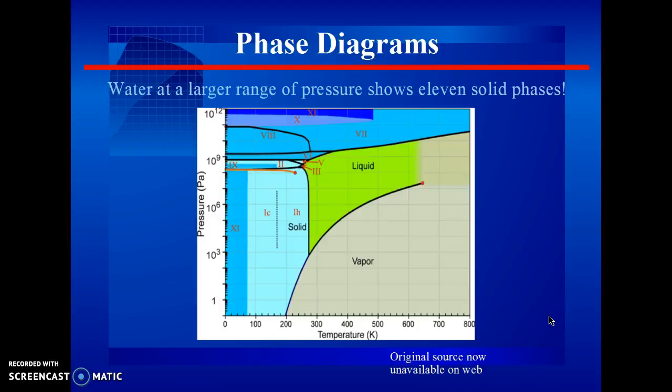Finally, just for curiosity, water, when you get up in the 10 to the 3rd, 10 to the 6th, 10 to the 9th, 10 to the 12th atmosphere range, actually shows a total of 11 solid phases. This is something you can look up on the web or in very advanced textbooks. But when you can get very, very high pressures, you can get different kinds of ice.